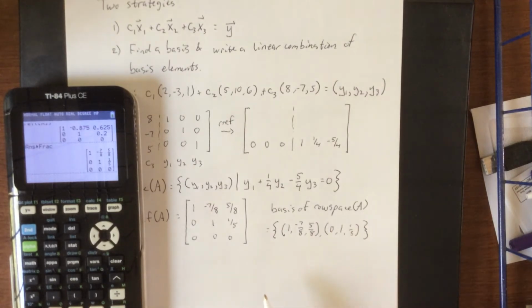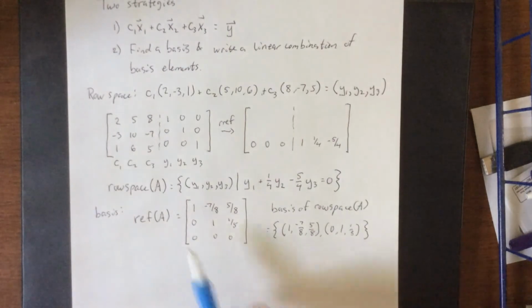Now, the one thing that I'd like to point out is that if either of these vectors got plugged into this equation, we would wind up with an identity. And that is because if we were to take 1 plus 1/4 of -7/8 minus 5/4 of 5/8, we would in fact get 0. And if we were to take 0 plus 1/4 of 1 minus 5/4 of 1/5, we would get 0 as well. So these basis elements do correspond to what we see here as well.